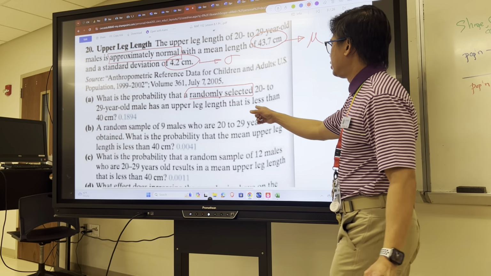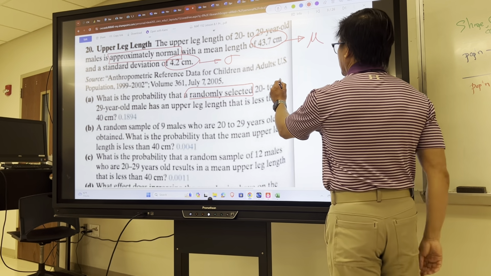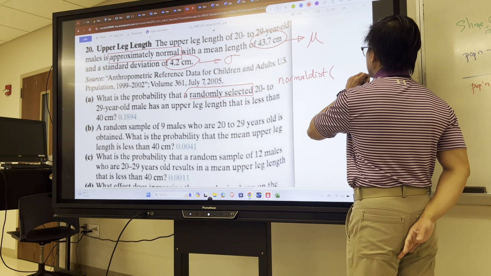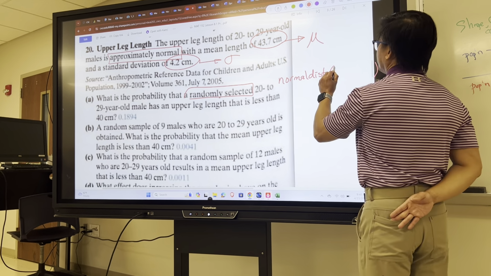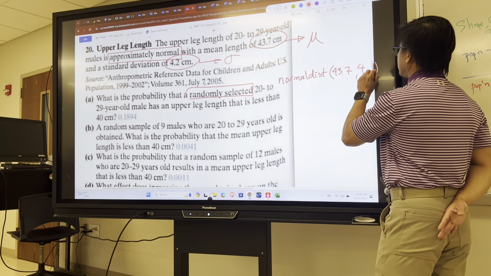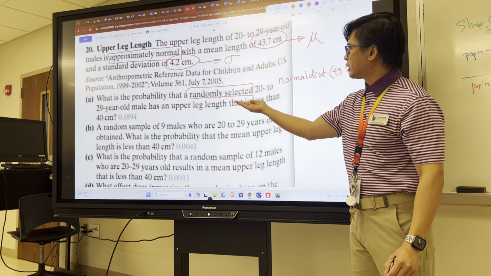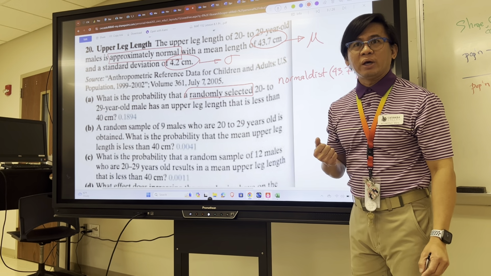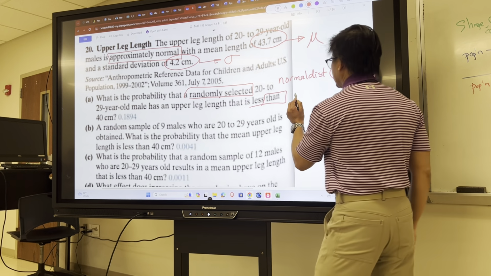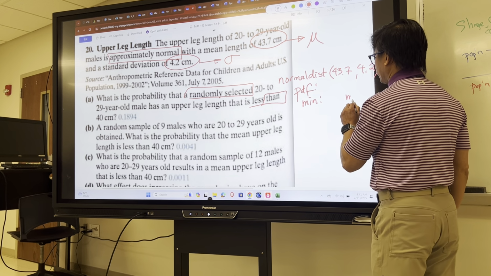How do we get the value of less than 40? In here, we're going to put normal dist in decimals. What is our mu? 43.7, comma, what's your standard deviation? 4.2. We don't divide this by square root of n simply because we are not given any sample size, so just leave it as it is. Now it says less than 40 centimeters.